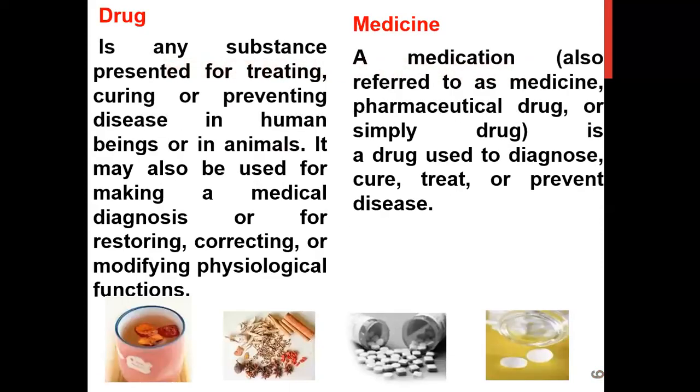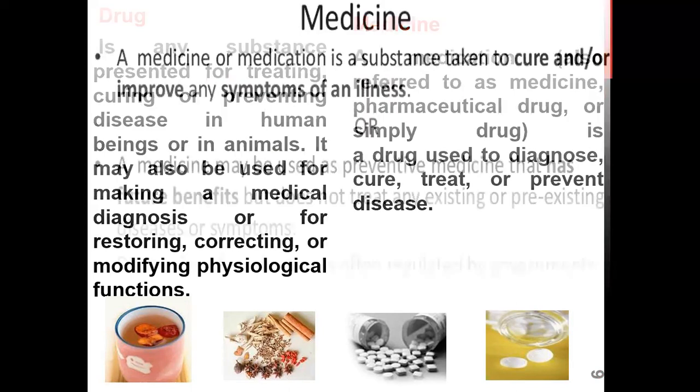Now, to understand medicinal chemistry and medicine, we need to understand the difference between a drug and a medicine. A drug is any substance presented for treating, curing, or preventing disease in human beings or in animals, and it may be used for making a medical diagnosis or for restoring, correcting, or modifying physiological functions. A medication is defined as a pharmaceutical dosage form, or simply a drug, which is used to diagnose, cure, treat, or prevent disease.